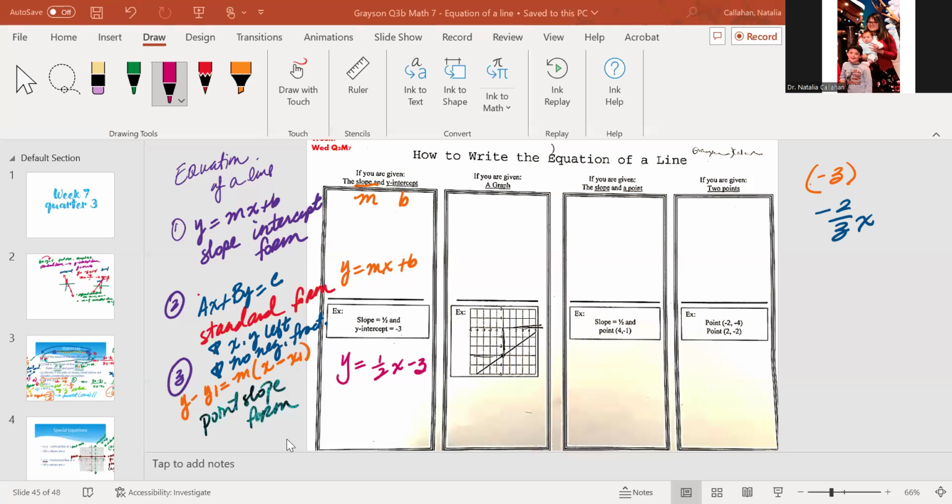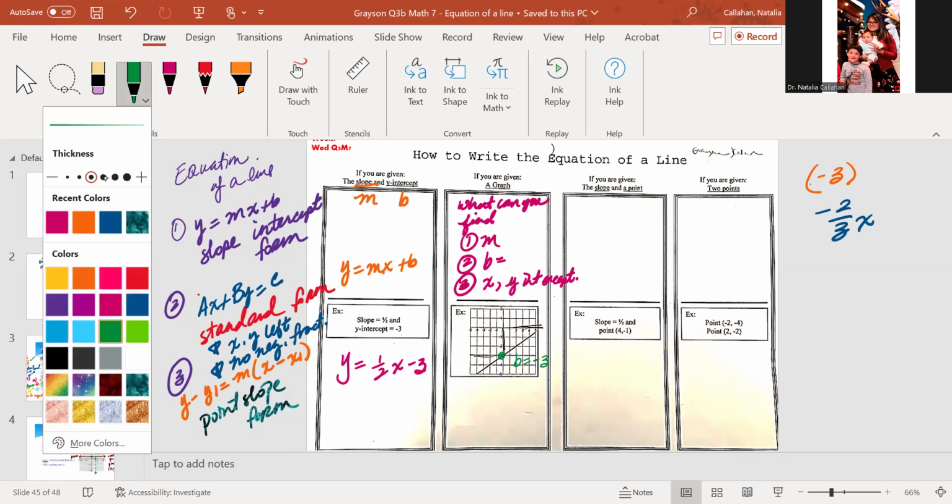If you're given a graph, right? What can you find? I can find my slope. Yes, you could definitely find your slope. What else? You can also find what? X and Y intercept, right? So those are the 3 things that you can find, correct? So with this graph right here, what is your y-intercept? My y-intercept is -3. Yeah, so b equals -3, right?